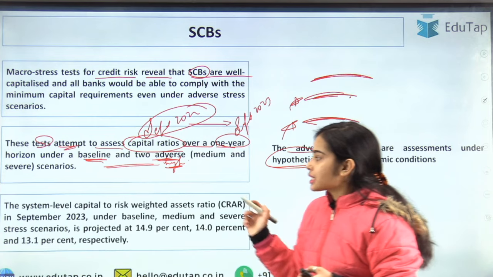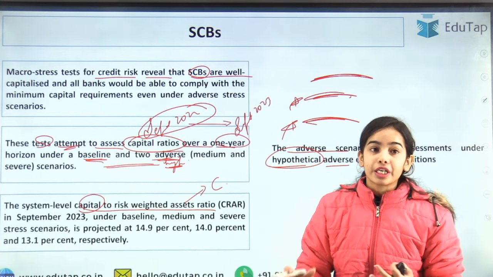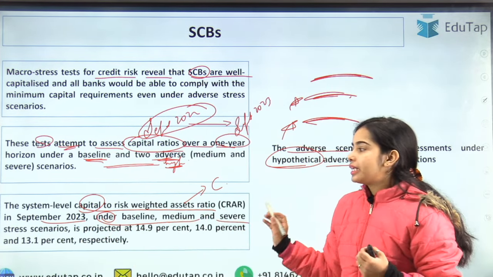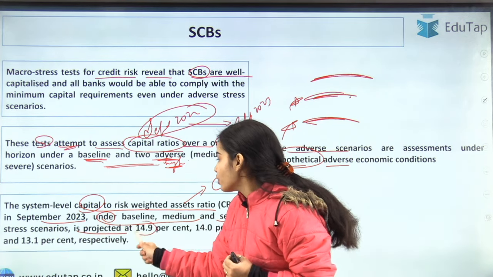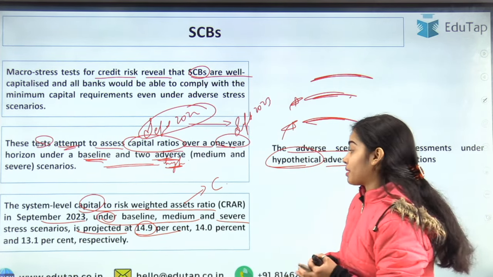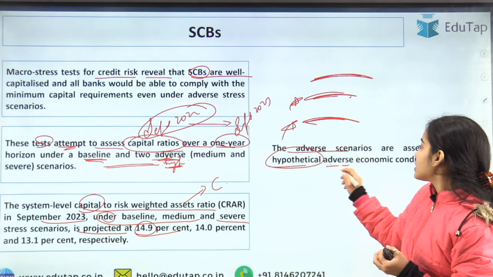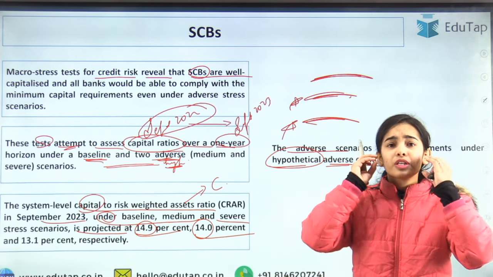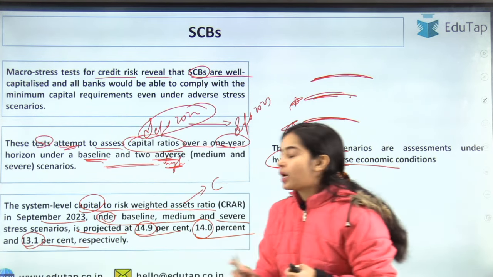So here the data is given, the system level capital to risk weighted asset ratio, that is the capital buffer, that is the capital ratio in September 2023 under baseline scenario, under medium scenario and under severe stress scenario. So the test has shown that under the baseline scenario we will have 14.9% of the CRAR with the scheduled commercial banks. Under the medium stress scenario, under the medium adverse economic conditions, we will have 14% of the CRAR. Under the severe, the worst kind of stress, the banks will have 13.1% of the CRAR.